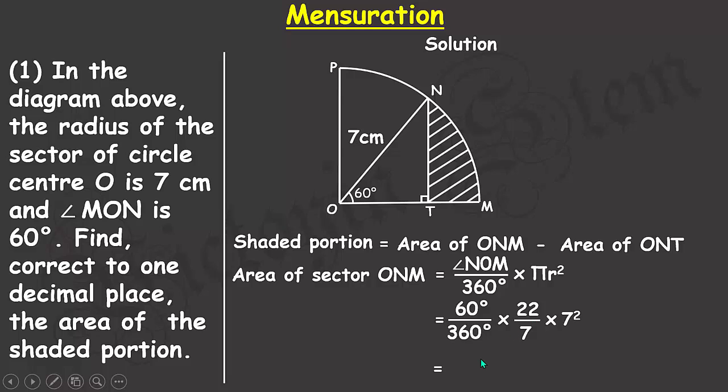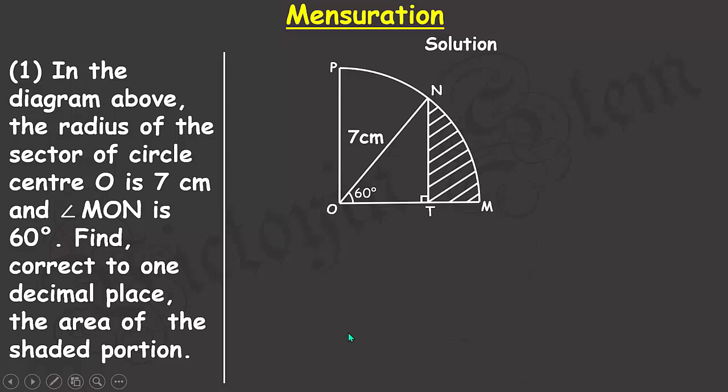If I resolve this expression, it boils down to 77 divided by 3 centimeters square. Now in decimal form, 77 divided by 3 is the same thing as 25.66666 to infinity. Instead of replicating 6 several times, I'll just put a dot at the top, showing that 6 is a number that keeps recurring to infinity, and that marks the area of the sector to be 25.66666 centimeters square.